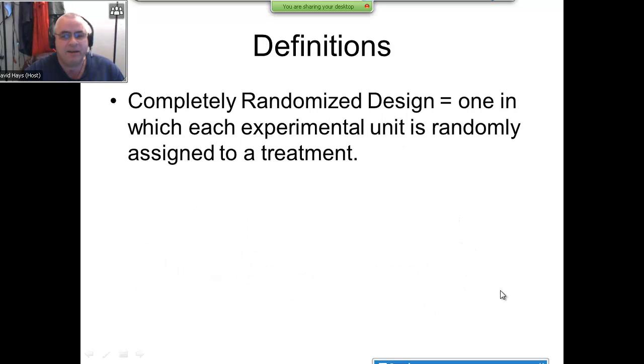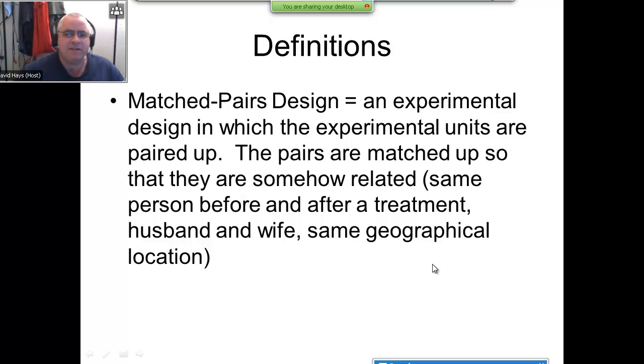So, now, completely randomized design, one in which each experimental unit is randomly assigned to a treatment. Again, very important you do things randomly. Otherwise, you start picking this person for the study. Those are ones you think might be good candidates that would successfully show the treatment, which isn't necessarily good. Because if I deliberately hand-pick people that I know are going to respond well to it, then the study's completely bogus.